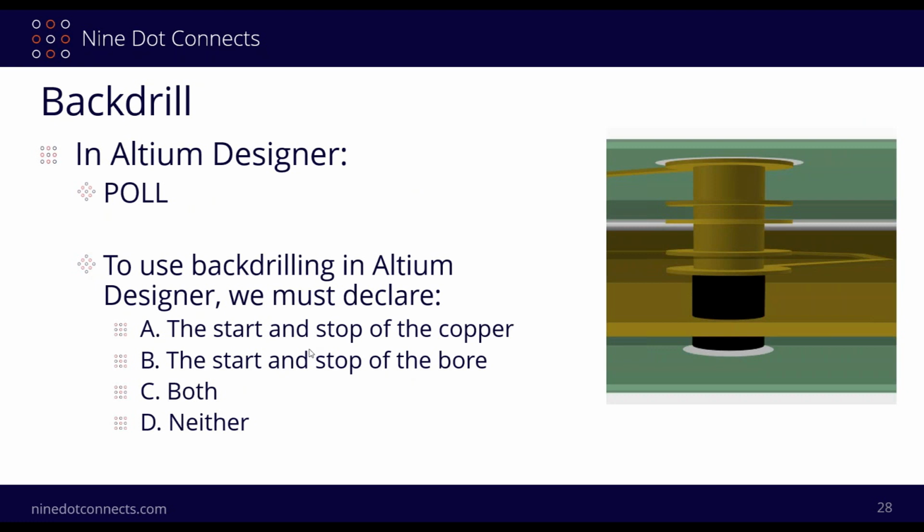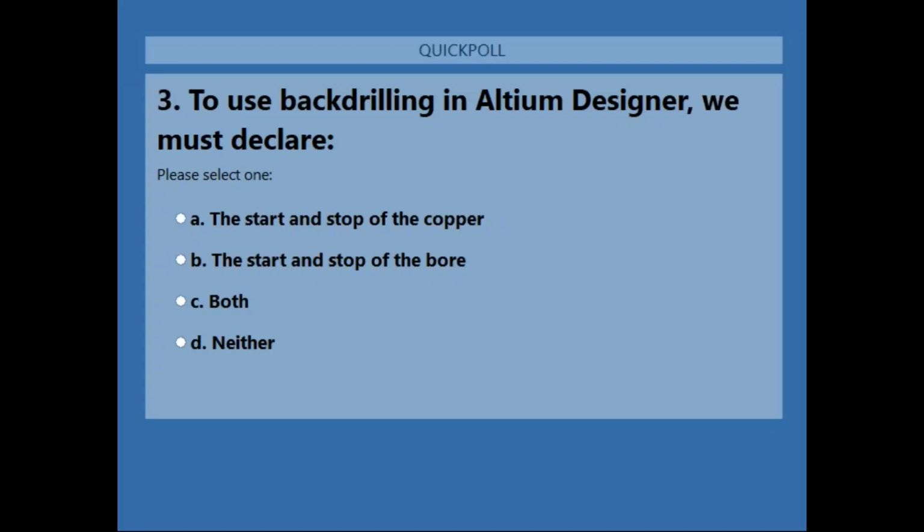Now, let me talk about this before we put the poll over here. I spent quite a bit of time trying to figure this thing out, and I want to give this polling question here because if you go with a certain philosophy, it won't work. And I want you guys to kind of think of this for a moment. So to use the back drilling in Altium Designer, we must declare either the start and the stop of the copper, the start and stop of the bore, both of them, or neither of them. So go take a guess as to which one is correct.